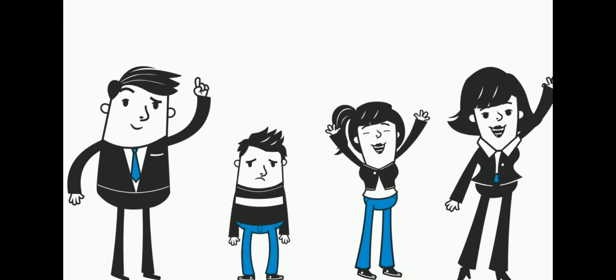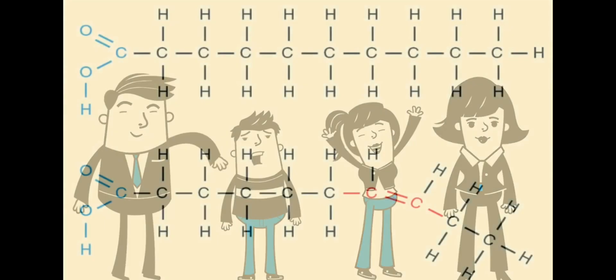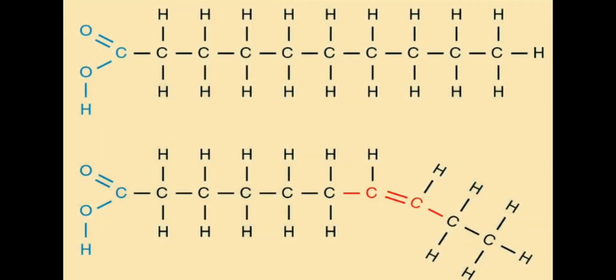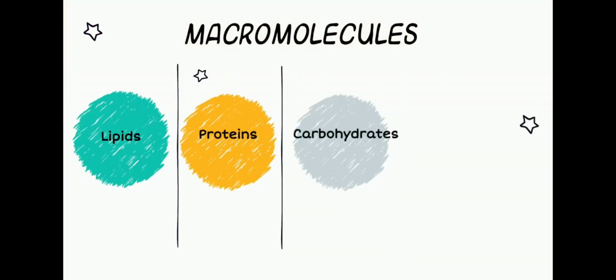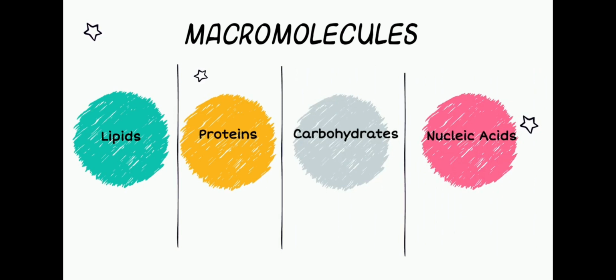So in summary, macromolecules are large. There are 4 main macromolecules: lipids, proteins, carbohydrates, and nucleic acids.